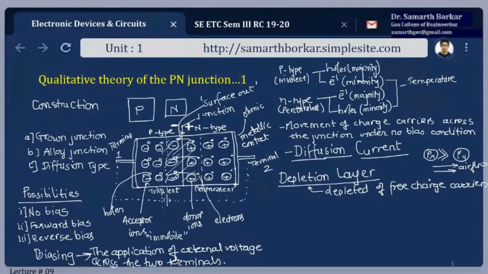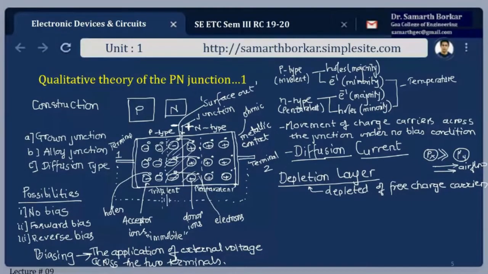And why is it happening? Why are we not having any free charge carriers here? Because the holes and electrons are combining. Fine, they are satisfied. Electrons get into the holes, and right now we are not having any free charge carriers. So it is depleted of free charge carriers.